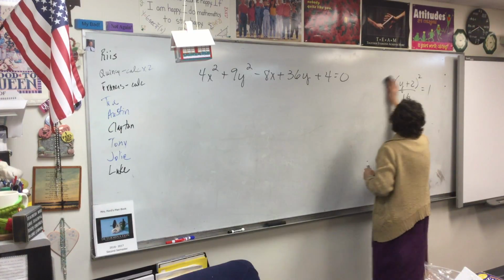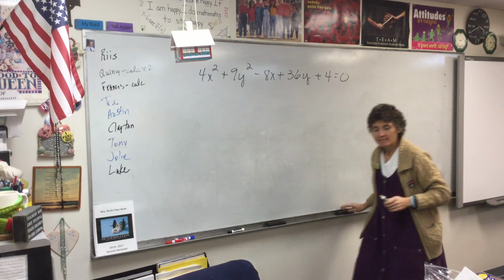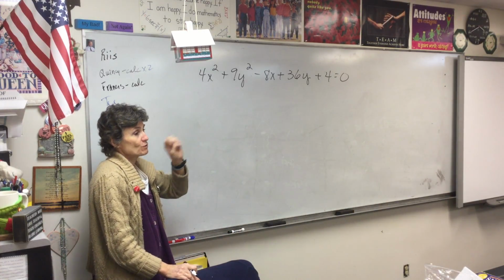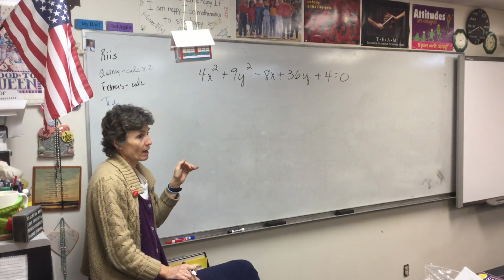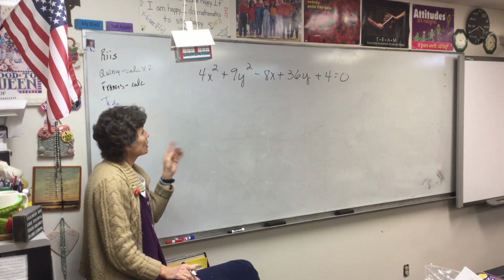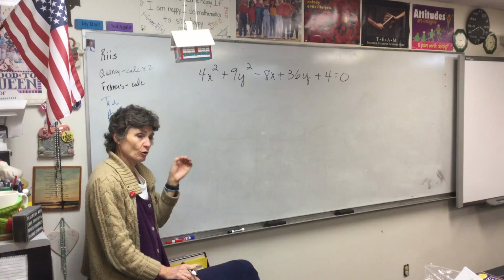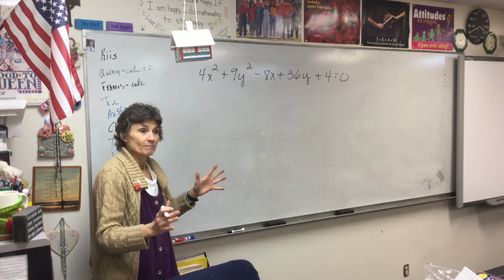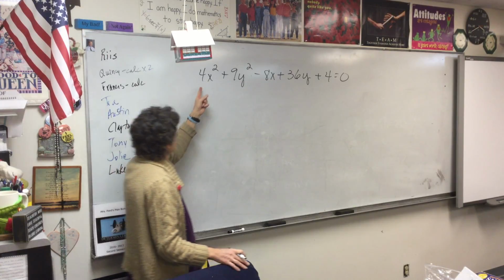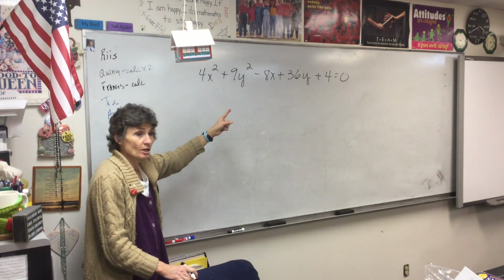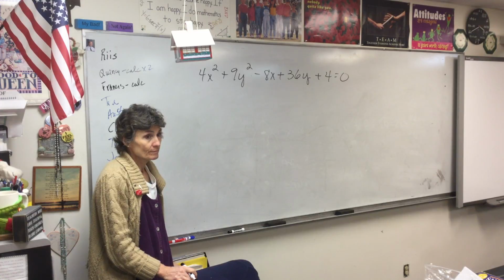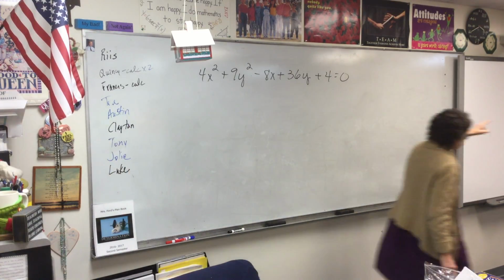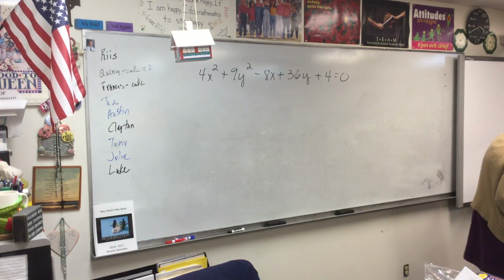You have two squared terms. Parabolas are the easiest to identify. Parabolas only have one squared term. If you have two squared terms, you are not a parabola. Now, how do I know this is an ellipse and not a circle? Look at the coefficients. If these coefficients don't match, then it is not a circle, it's an ellipse. Now, I want that equation to look like that equation.